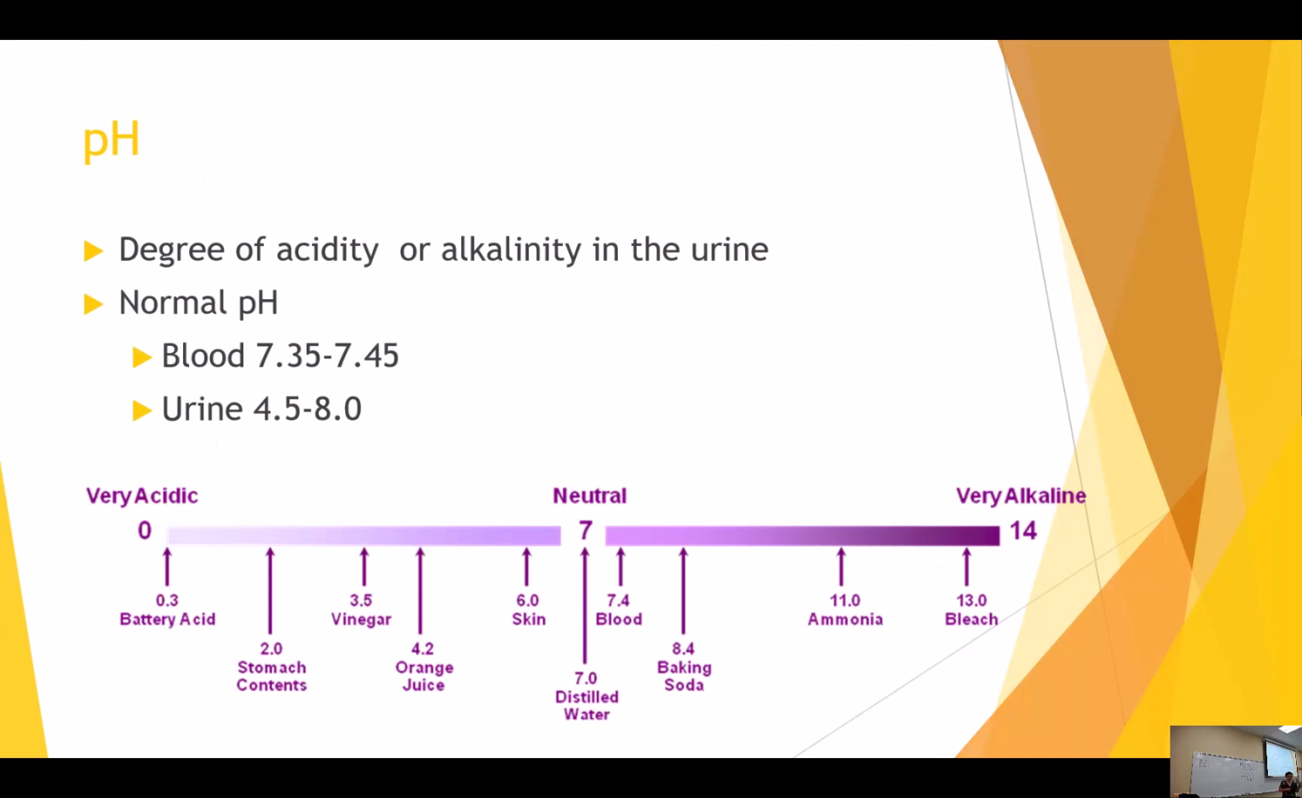So let's start talking about the pads on the strips. The first test we're going to look at is pH. pH is the degree of acidity or alkalinity of a urine. So normal blood pH, I said this before, but I'll say it again, 7.35 to 7.45, super narrow range. Our bodies do not like it when it goes on either side of that range.